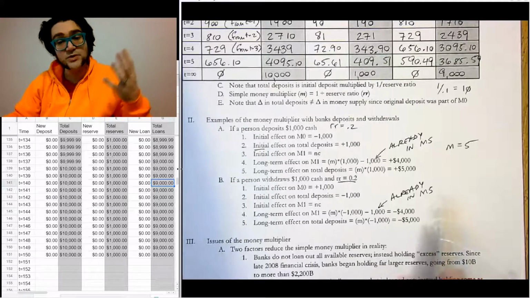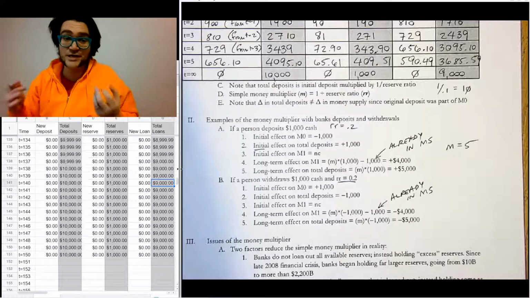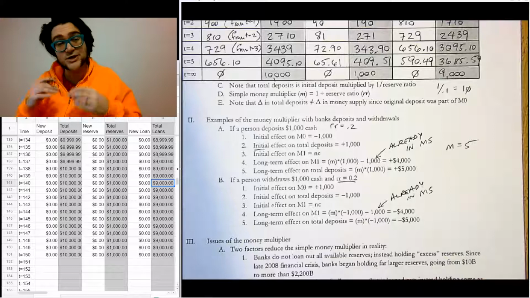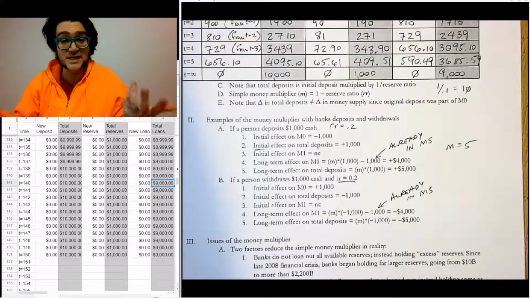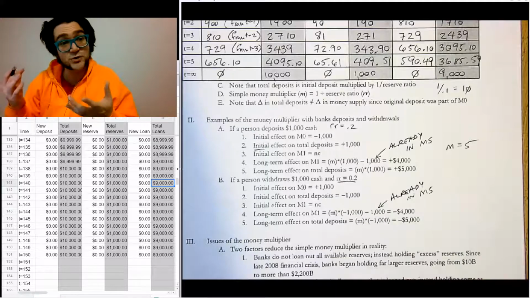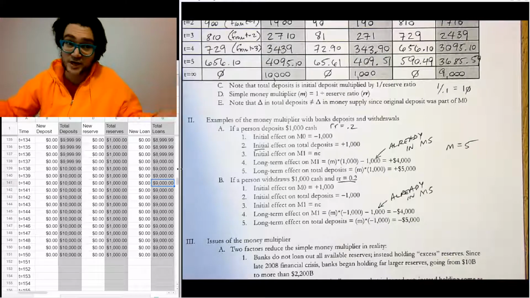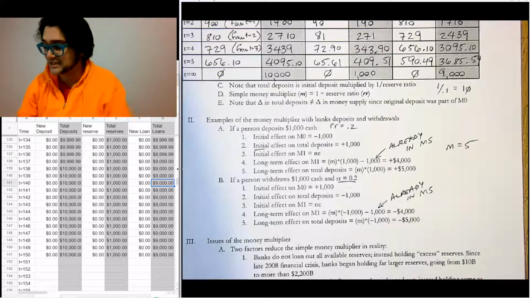So when people hold cash, we can suppose that it actually makes the money supply smaller. By holding cash, you're preventing banks from doing all of this lending activity. And so that's a little bit of a trick to this. If people deposit more cash into the banks, then the banks can loan out more money, and so it increases that lending activity.